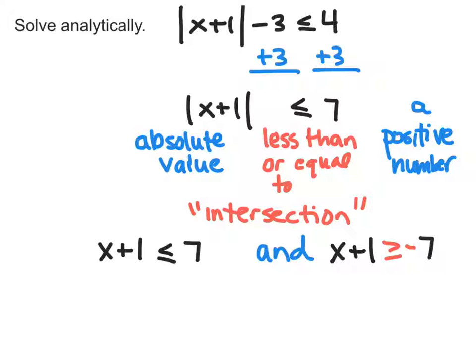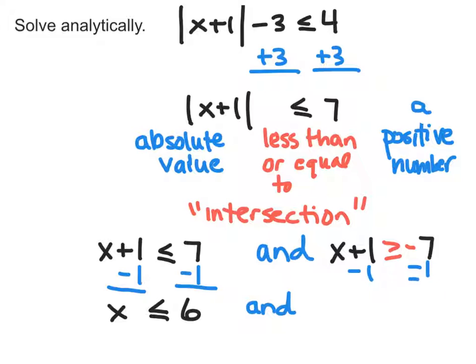To solve the compound inequality, we first solve each individual inequality separately. I'm going to subtract 1 from the first inequality on both sides. So this will leave us with x is less than or equal to 6. I'm going to keep the connector word to remind me that this is an intersection case, and I will also subtract 1 from both sides of the other inequality, which leaves me with x is greater than or equal to -8.